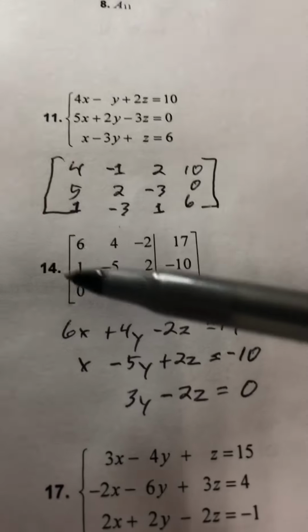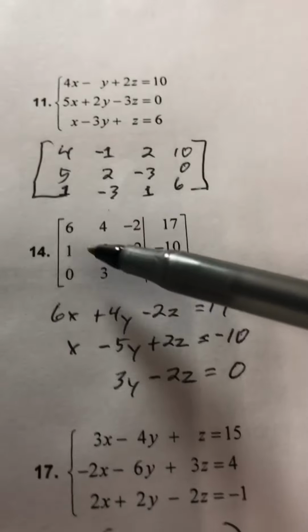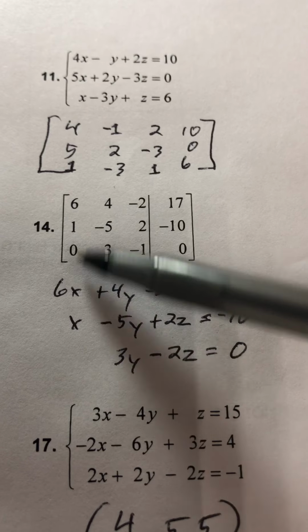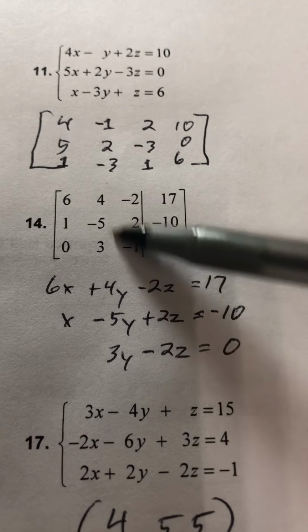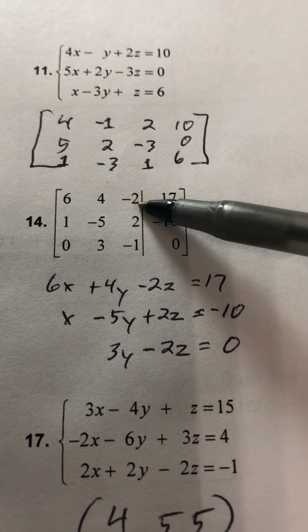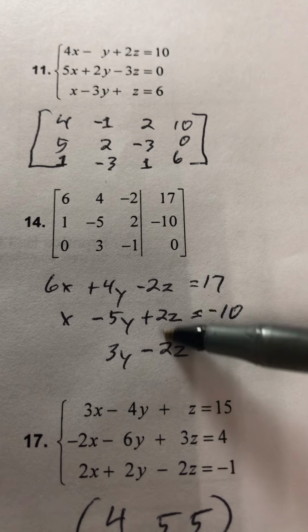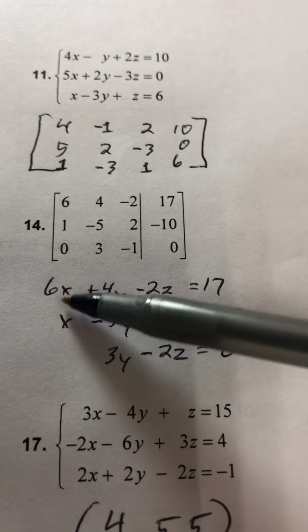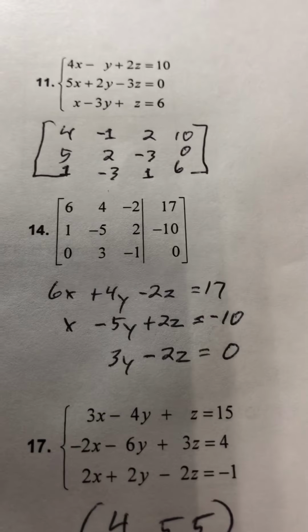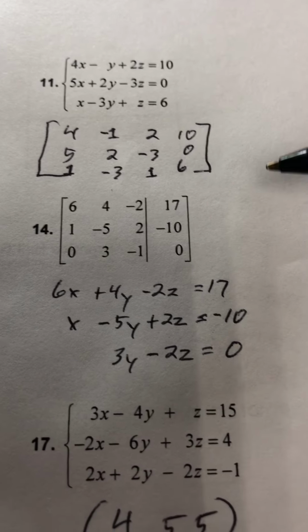I wanted to do one with 3. So here's my 3, here's my x's. There's no x here, so no x in that bottom one. Here's my y's. Here's my z's. So we go x, y, z. I guess you could use A, B, C too, but x, y, z is, I think, more common.